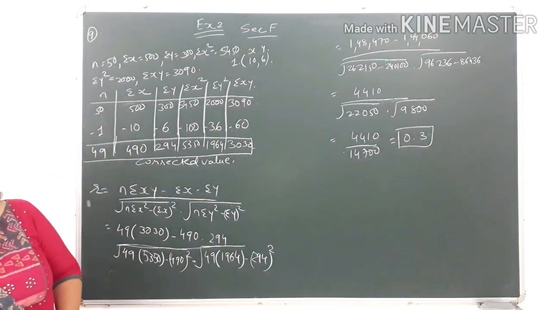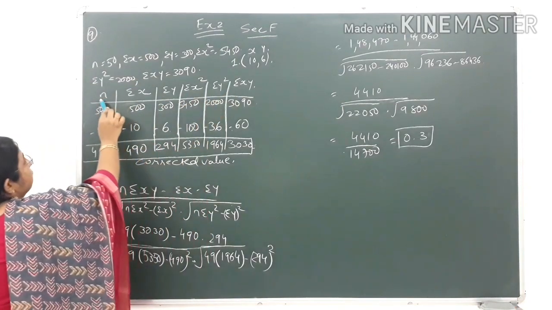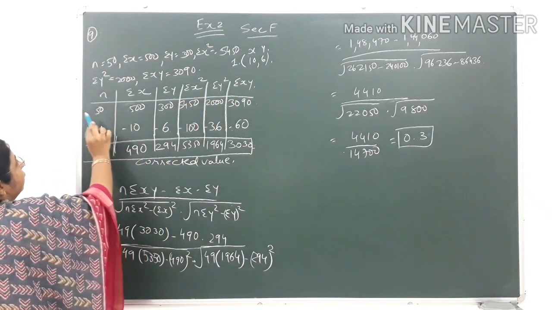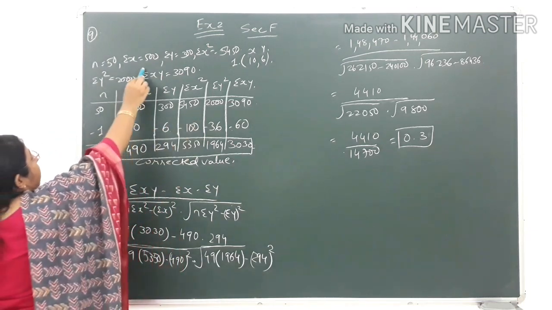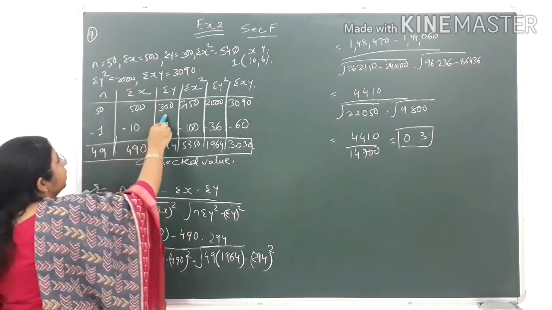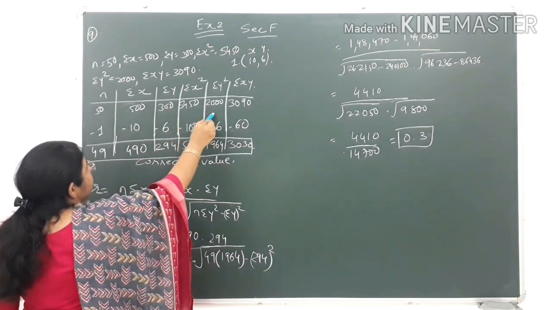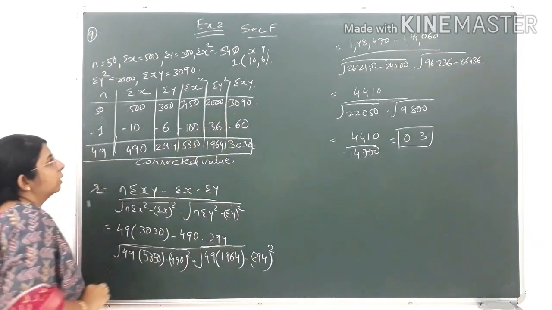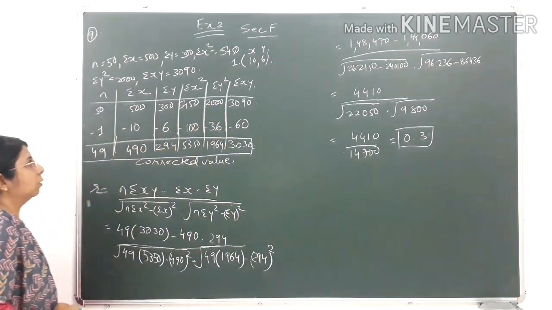You can see over here the value I have already written on the board, and the actual values that have been given to you in the question I have written first of all, that is n value that is 50, sigma x that is 500, sigma y that is 300, sigma x square that is 5450, sigma y square that is 2000, and sigma xy that is 3090. These many data have already been given to you in the question.